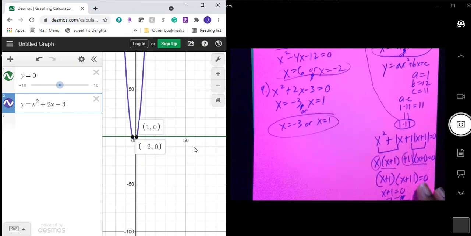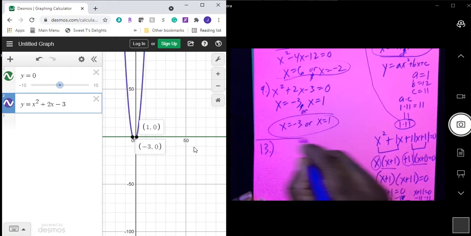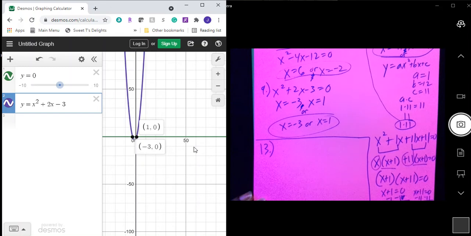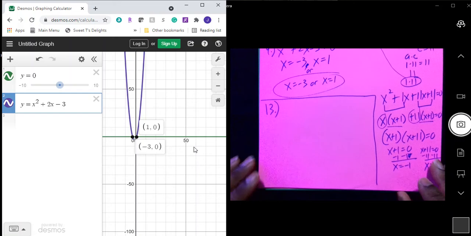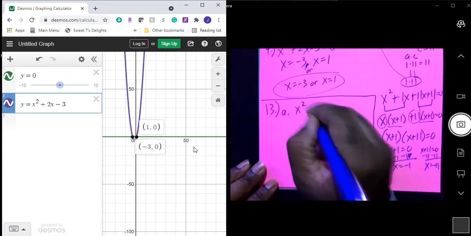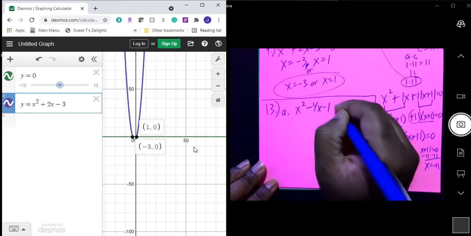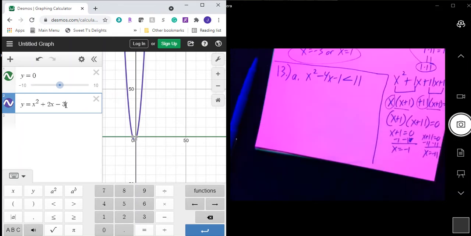Okay, all right, so now we have that cleared up. Now we go to problem 13. Problem 13 says, in exercises 13 to 14, solve the given inequality using a graphing approach. So we have x squared minus 4x minus 1 is less than 11. So what we would do here, we would do this a little differently than what we did before.